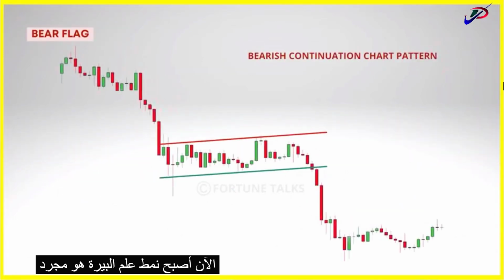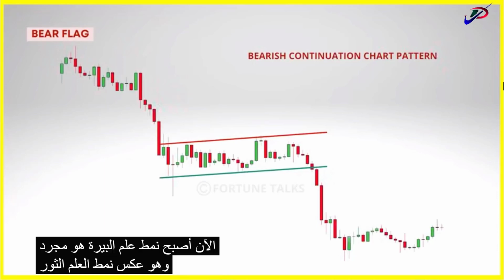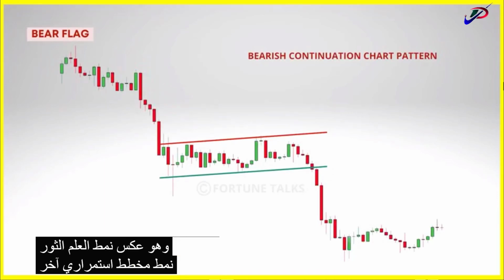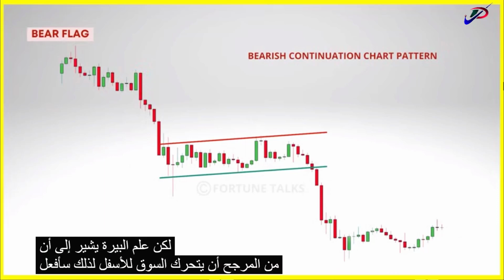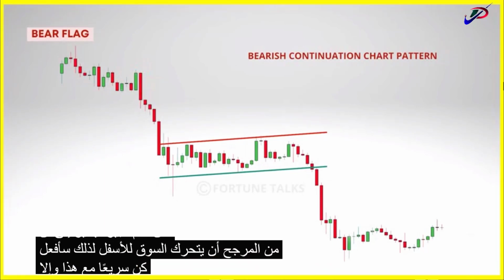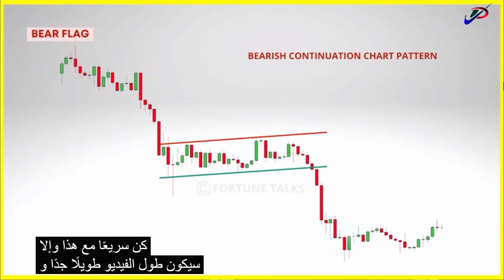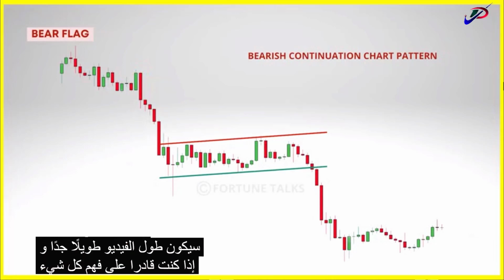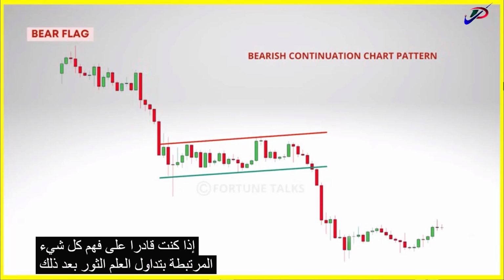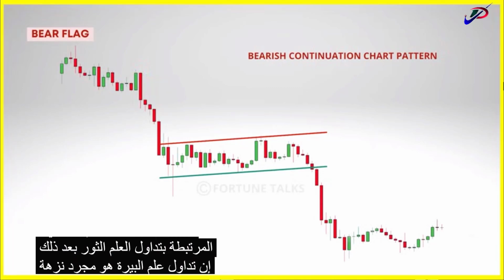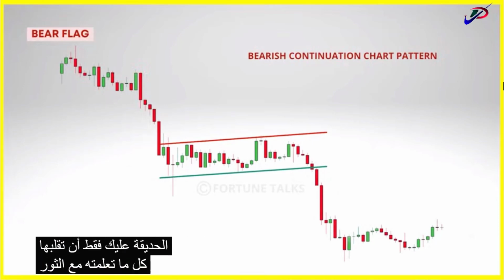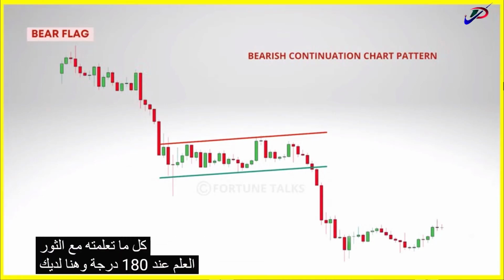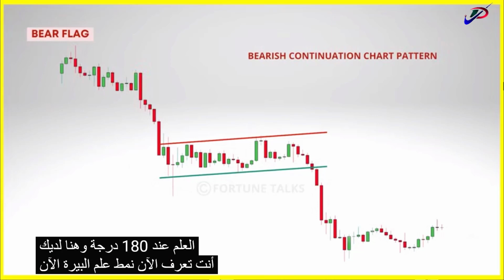Now a bear flag pattern is just the opposite of a bull flag pattern. It is yet another continuation chart pattern, but the bear flag signals that the market is likely to move lower. So I will be quick with this one, or else the length of the video will be too long. And if you are able to understand everything associated with trading a bull flag, then trading a bear flag is just a walk in the park. You just have to flip everything you learned with the bull flag at 180 degrees and there you have it. You now know bear flag pattern.